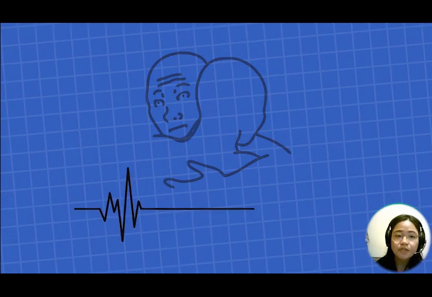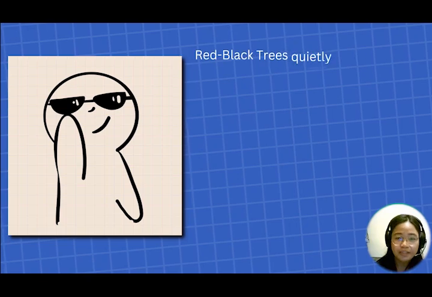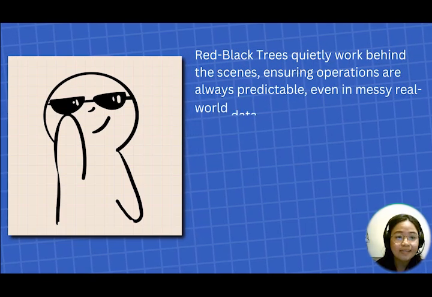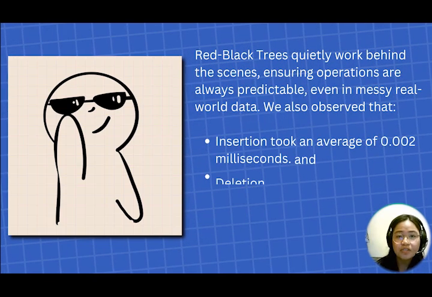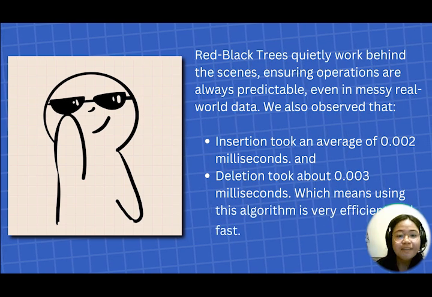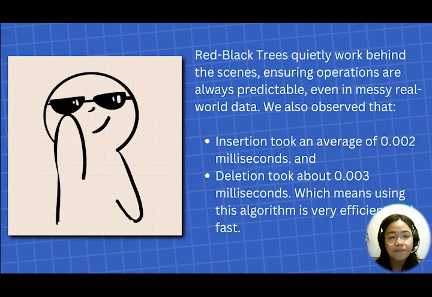This example shows how red-black trees quietly work behind the scenes, ensuring operations are always predictable, even in messy real-world data. Regardless of this example, we also observed that insertion took an average of 0.002 milliseconds and deletion took about 0.003 milliseconds, which means using this algorithm is very efficient and fast.